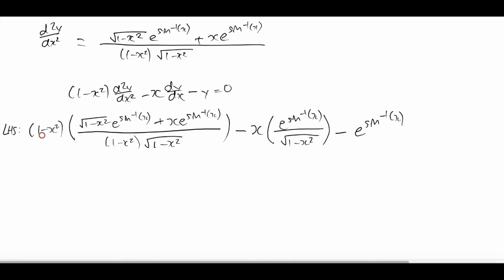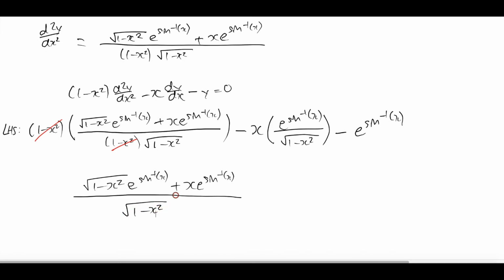So cancel some things out. 1 minus x squared, 1 minus x squared, and you're left with just this term right here divided by the square root of 1 minus x squared. And I'll write that down: square root 1 minus x squared e^(sin inverse of x) plus x e^(sin inverse of x), everything divided by the square root of 1 minus x squared, and then it's minus x again times e^(sin inverse of x), everything divided by the square root of 1 minus x squared, minus e^(sin inverse of x), guys, and we're almost done.